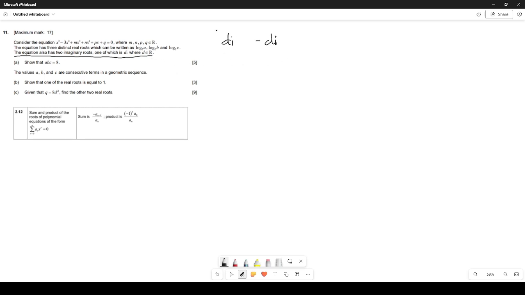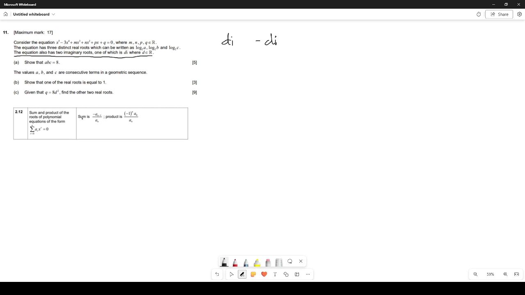So as we know, because of the way imaginary roots work, a negative di will be another one of the roots. And using the sum and product of the roots of polynomial equations formula, we can find the sum of the roots, and this will end up finding this product.